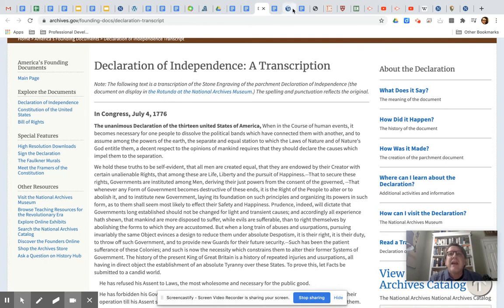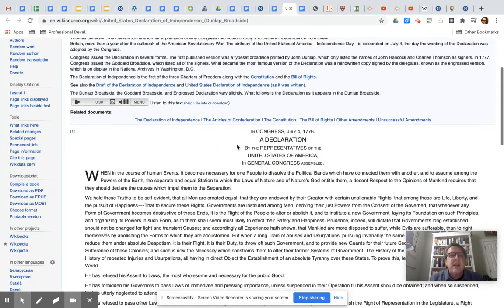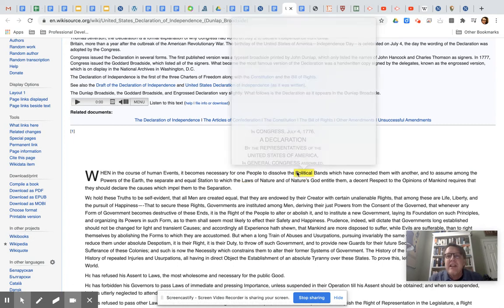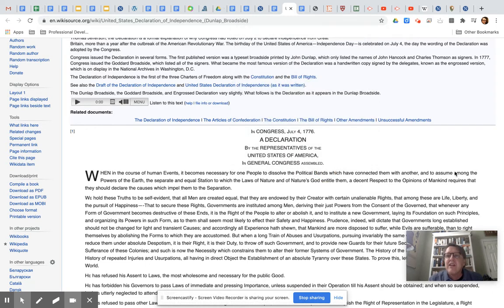But if you compare that with the Dunlap version, when in the course of human events, it becomes necessary for one people to dissolve the political bands which have connected them with another, to assume the powers of the earth, the separate and equal station to which the laws of nature and nature's God entitle them, a decent respect to the opinions of mankind, requires that they should declare the cause which impel them to the separation. Many, many more words here capitalized. It's like they're capitalizing every 5 seconds.